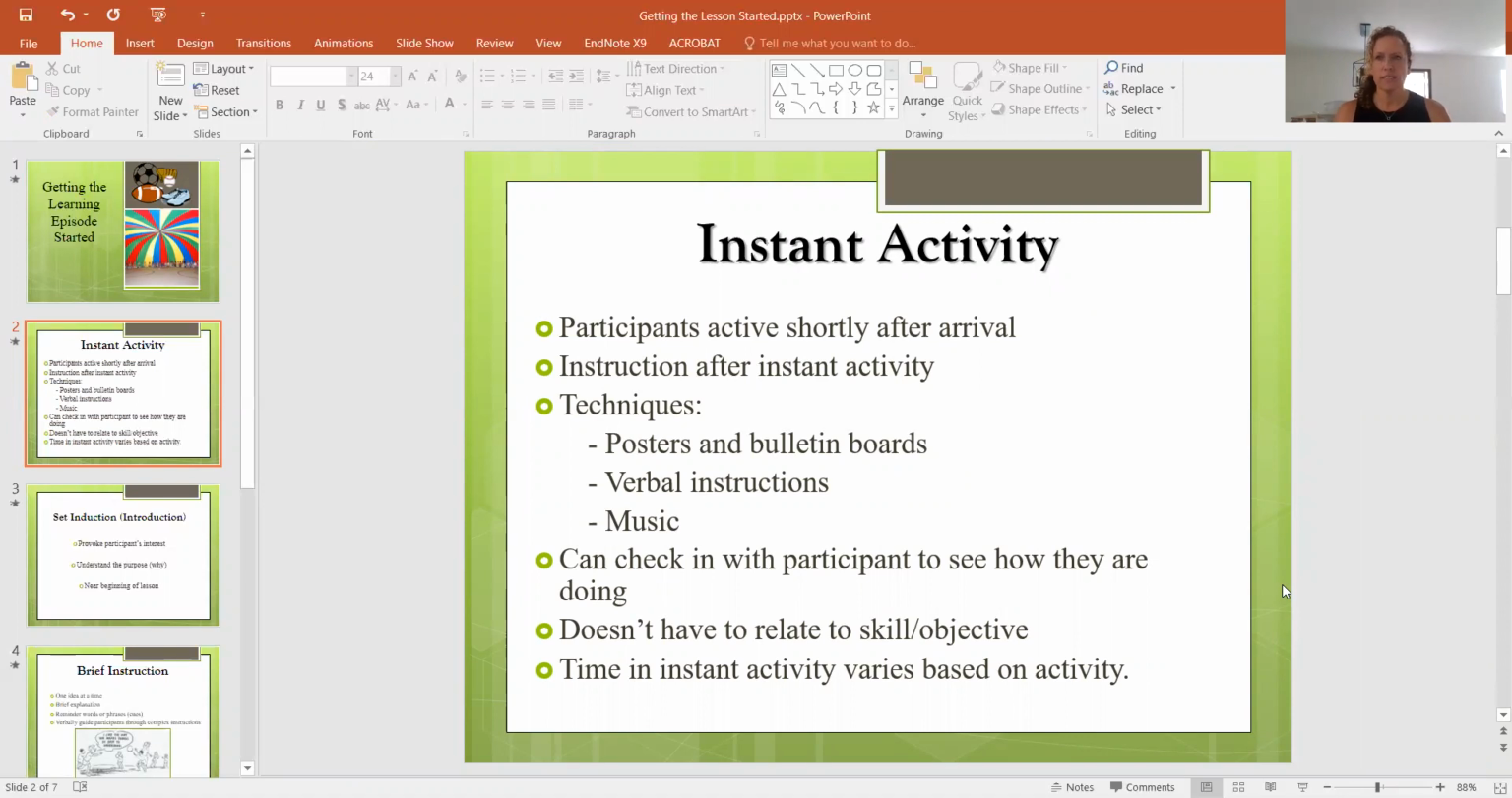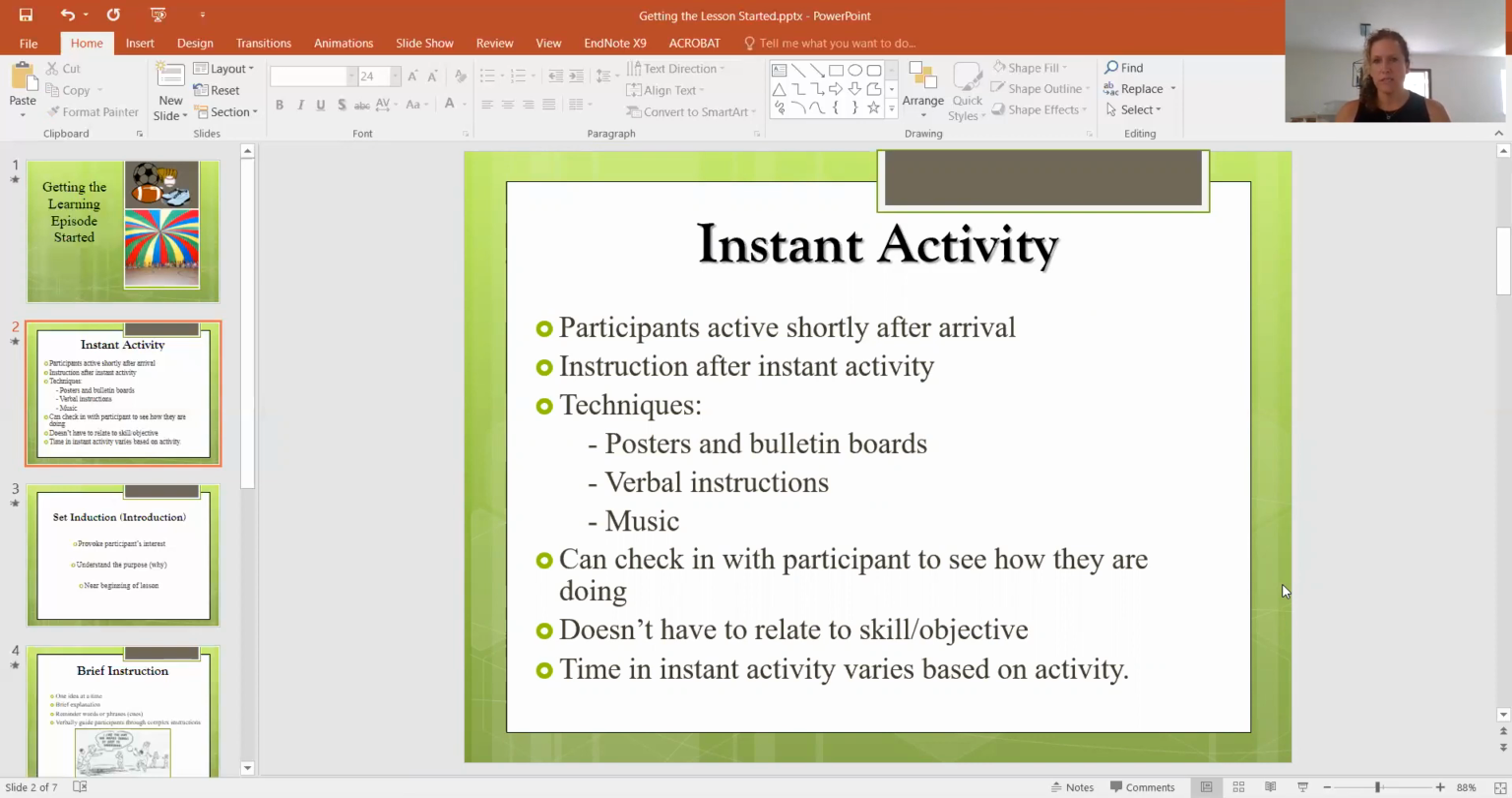For elementary school kids, it's really important because it gets what's called the wiggles out, but I found it's also important with my middle school students, because when they show up, it gets them moving a little bit, active and ready to listen, out of the classroom mode and into your active classroom. There are lots of different ways to do it, and it will depend on your class structure and setup and exactly how you set that instant activity up.